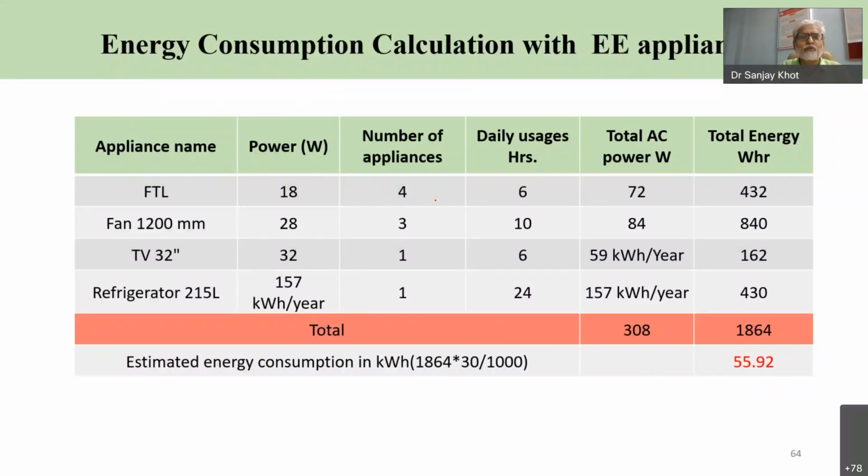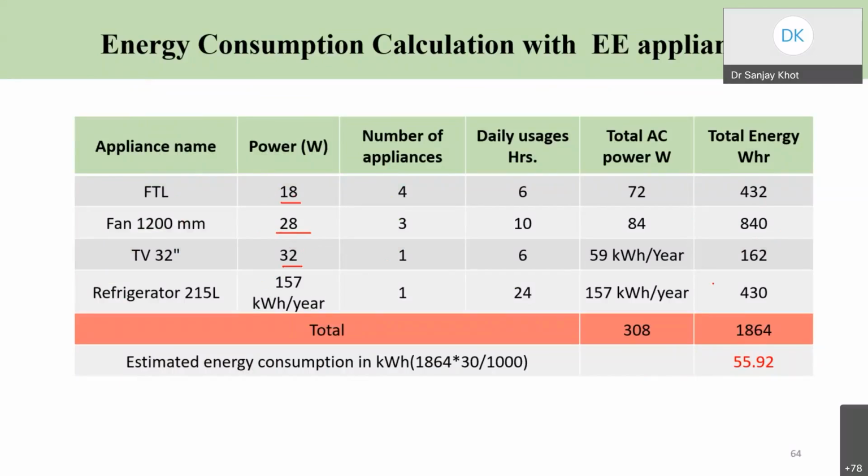So finally I will come to the conclusion. Whenever I replace with energy efficient appliances, the tube light from 40 to 18 watt, the 65 watt fan to a 28 watt one, the TV with a 5-star, as well as the refrigerator with a 5-star, the per month consumption comes to only 55 electric units. Earlier it was 128 electric units.